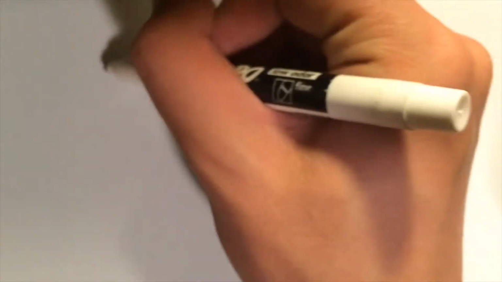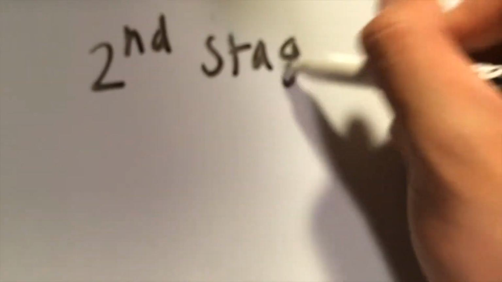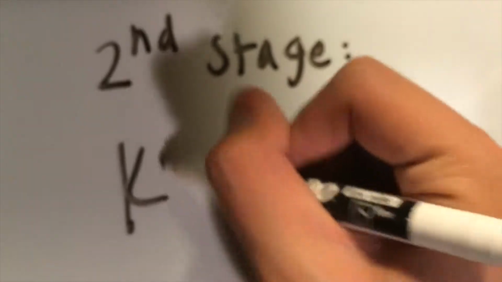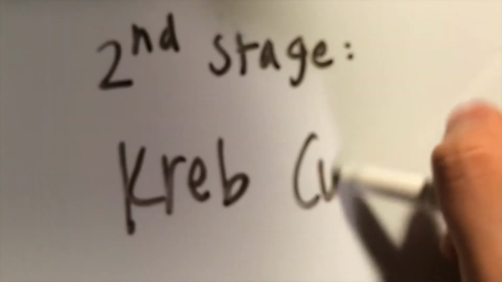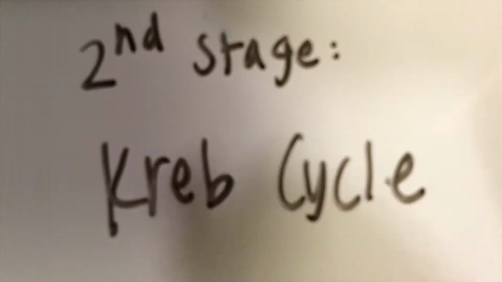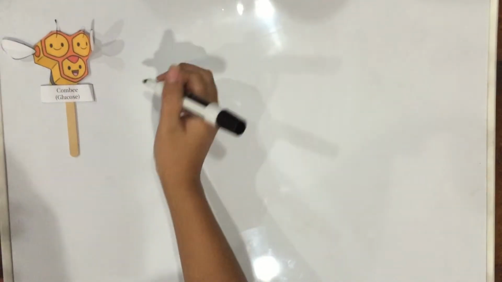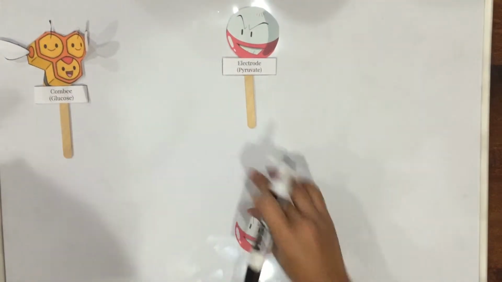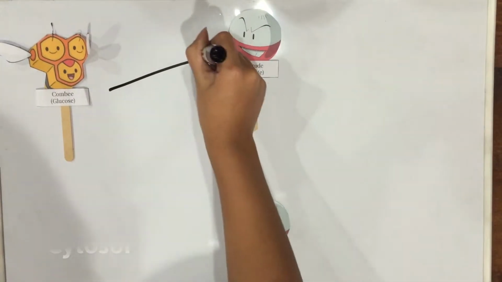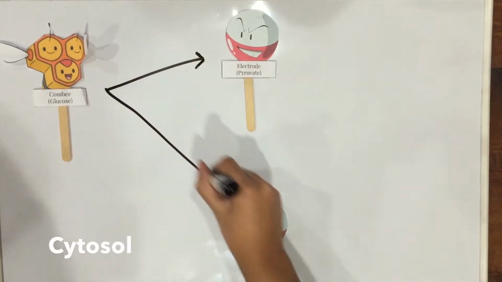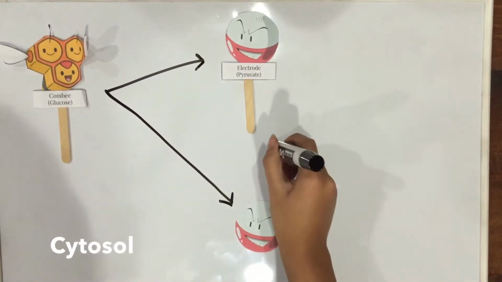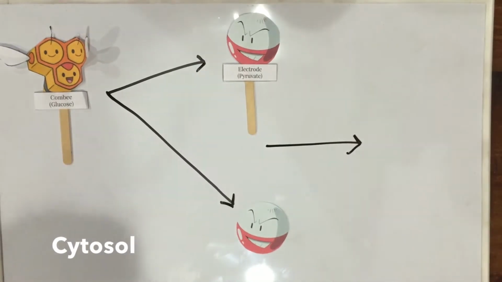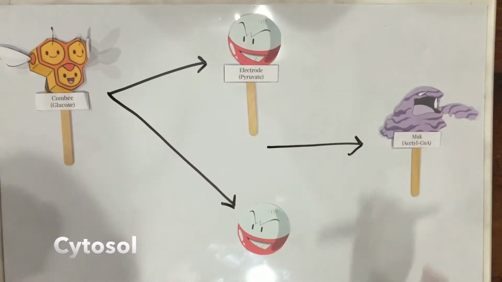Now let's move on to the second stage of cellular respiration. The next stage is the Krebs cycle. In the Krebs cycle, it completes the breakdown of glucose. So it's like Combees splitting apart. The Krebs cycle takes place in the cytosol, and one Combee converts to 2 pyruvates, which then turn into acetyl-CoA.